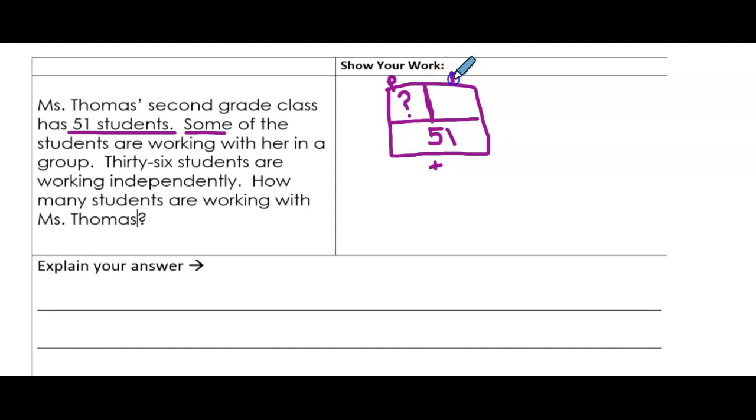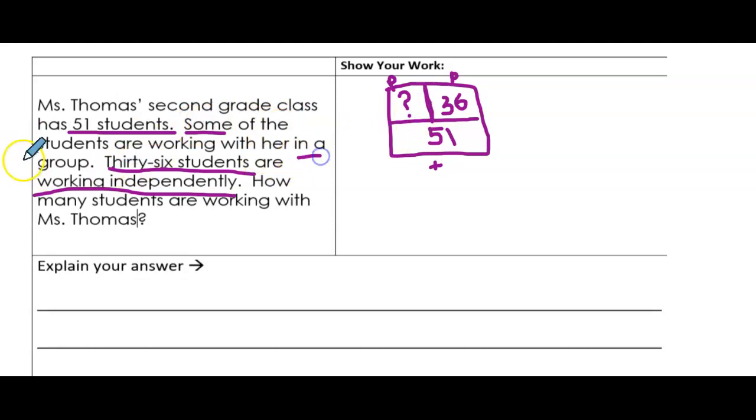Remember, the other square at the top is the other part of the class. And when we had apples, it was the other part of the apple. Let's continue to read. 36 students are working independently. What should we underline here, boys and girls? Yes, 36 students, and maybe working independently. That means they are still a part of Mrs. Thomas's class, but they're doing something different. They're over here working by themselves. So what number goes into the other part box? That's right, 36.